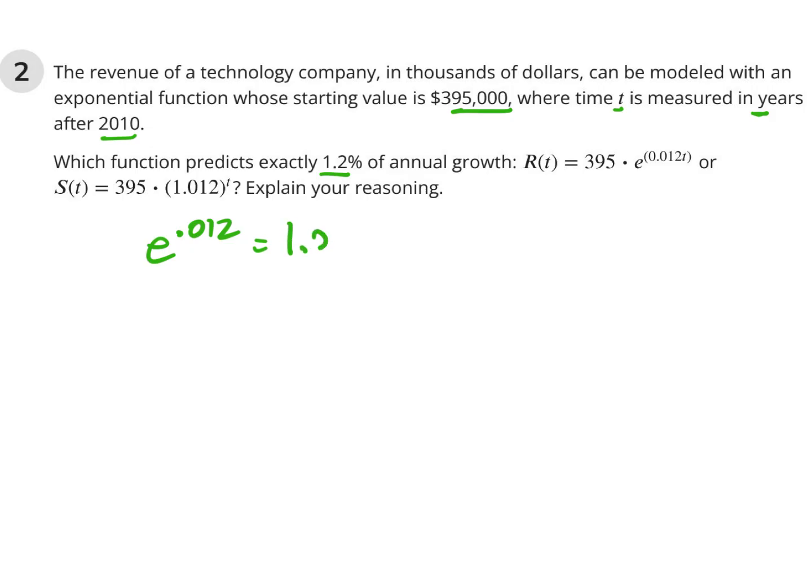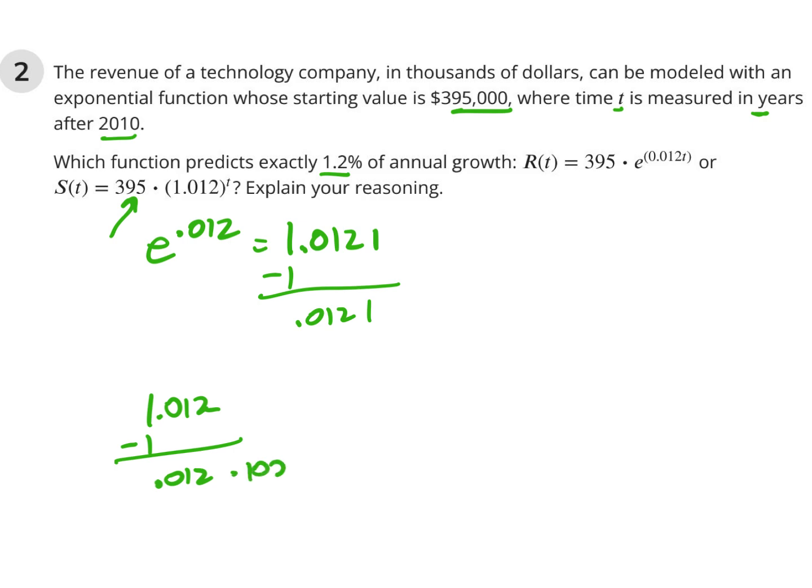And this is 1.012 and a bunch of numbers behind it, but we're going to round it to 1.012. We're going to minus the 1, and this is 0.0121. So this is a little bit more. Now, 1.012 in the S equation, once you subtract your 1 for the 100% and multiply it by 100, is exactly 1.2%. So the S model, the discrete model, is actually exact 1.2%. And the R model, which is continuous, is a little bit more.